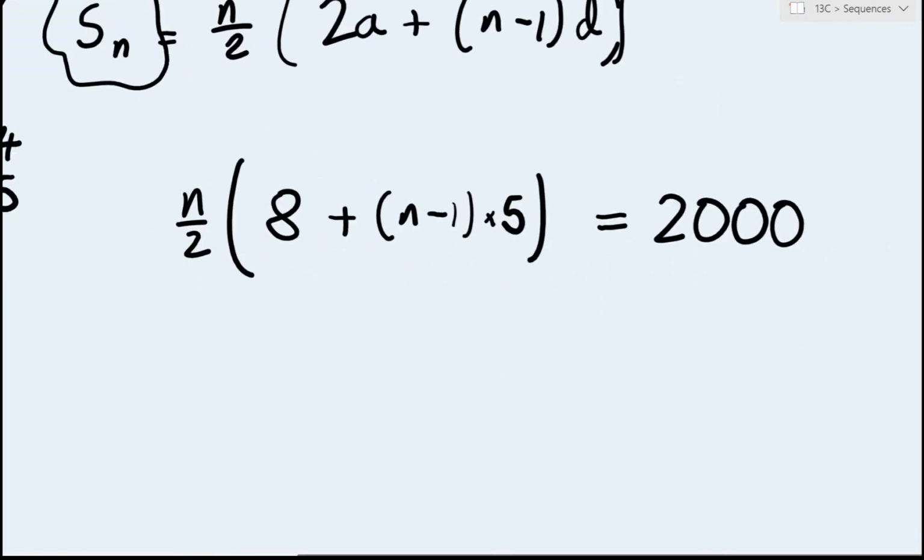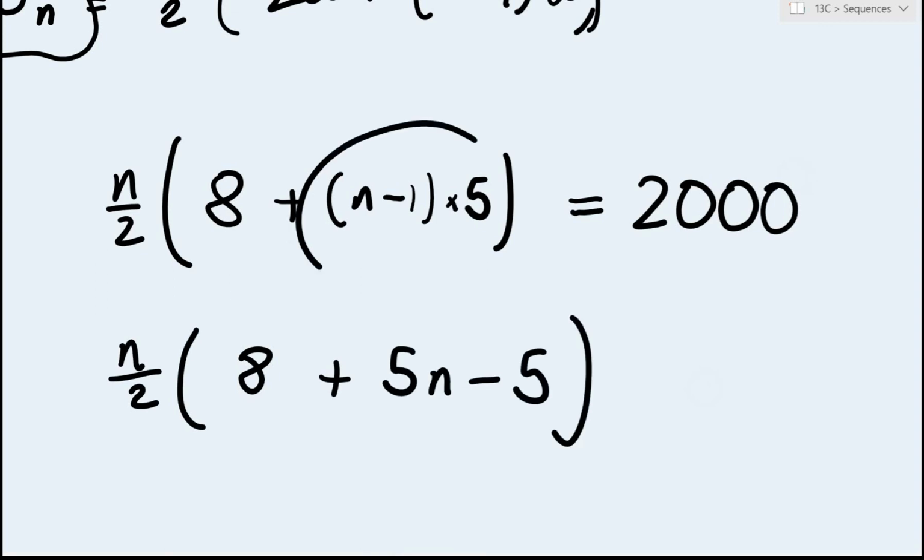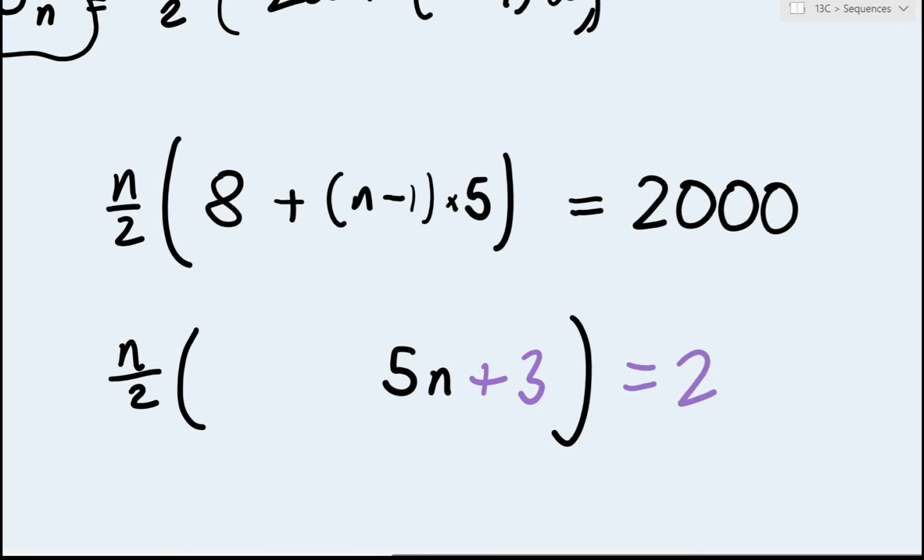So we have an equation here. All we're going to do is expand out all the brackets, try and simplify it down, and try and make it look a bit nicer. So first, let's expand the brackets on the inside. So I've now got 5n minus 5 from doing this here. I've got 8 minus 5. That can just simplify down to a 3. Equals 2,000.